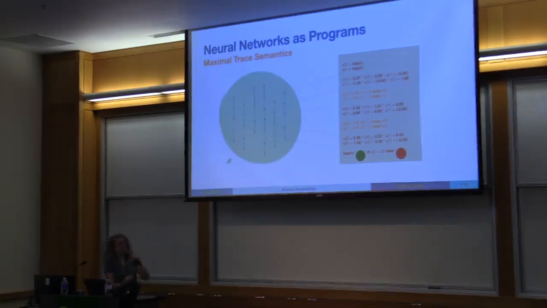Once we do that, you can have your maximal trace semantics, right? And then you know where you want to go, what kind of properties you want to prove. You go higher or lower in the hierarchy of abstractions to prove the properties you care about.